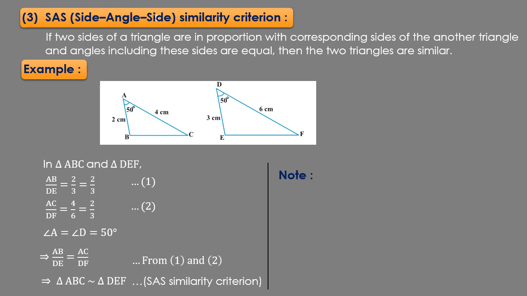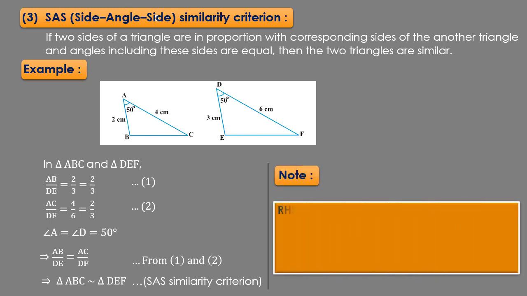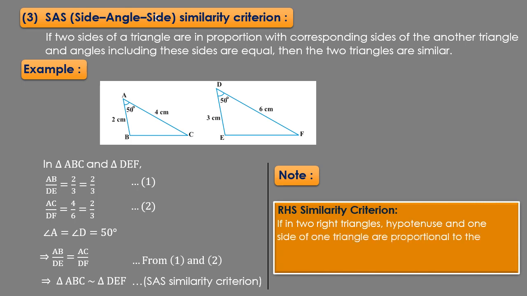Now let us see a note. This note will give us the fourth similarity criteria, which can be considered as RHS similarity criteria. In that, we will see the statement: if in two right triangles the hypotenuse and one side of the first triangle are proportional to the hypotenuse and corresponding side of the other triangle, then the two triangles are similar.